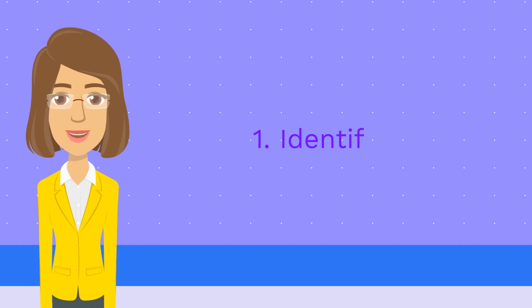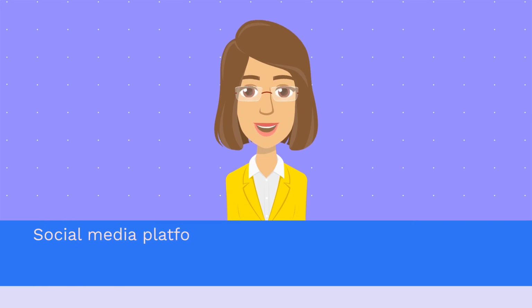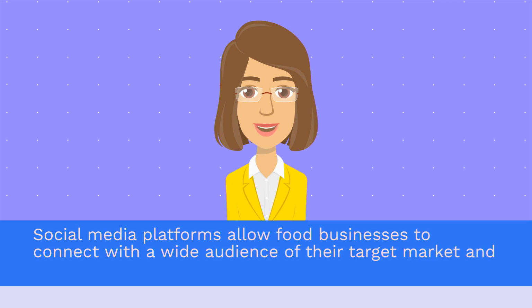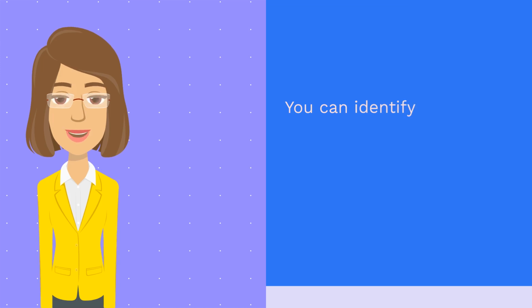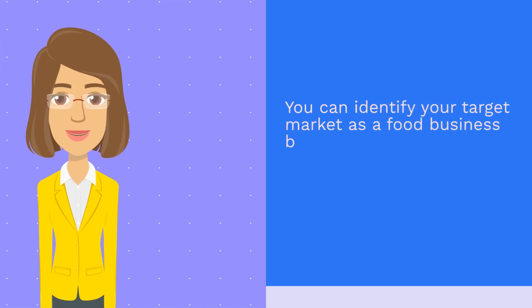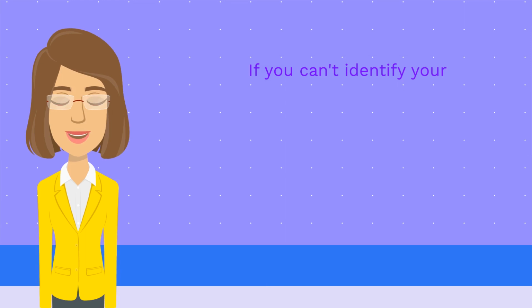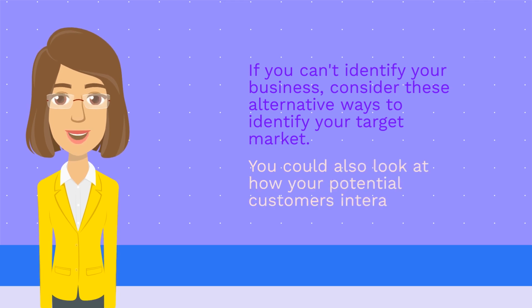1. Identify your target market. Social media platforms allow food businesses to connect with a wide audience of their target market and track the success of their marketing campaigns. You can identify your target market as a food business by analyzing 4 factors: demographics, lifestyle, interests, and behaviors. If you can't identify your business, consider these alternative ways to identify your target market. You could also look at how your potential customers interact with similar brands on social media.